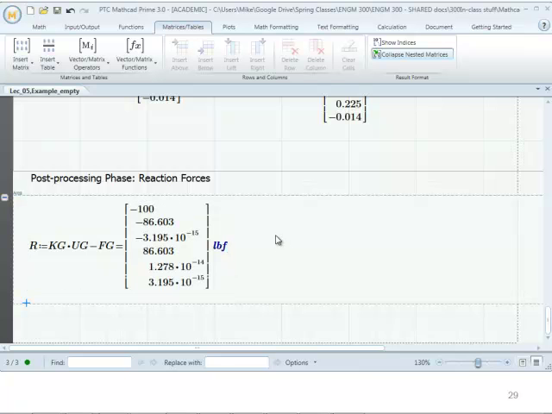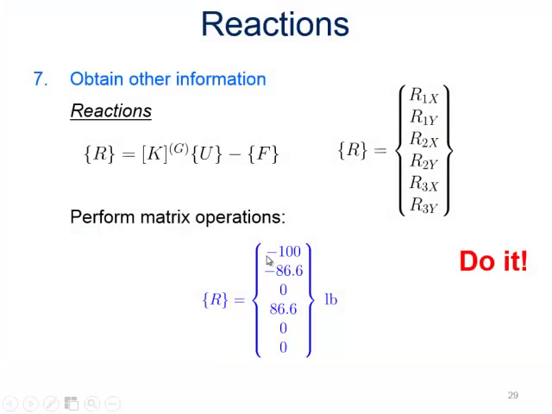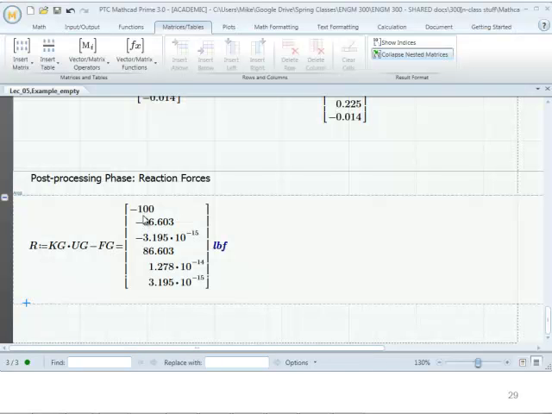It's not the same thing. What's wrong? If you go back, it's 100, 86, 0, 86, 0, 0. We got 100, 86, 3, 86, 1.2, and 3.1. All right, so they're essentially 0. It's 10 to the minus 14, 10 to the minus 15. So this is an artifact of what you're solving for in the solving process. So those can be taken to 0.